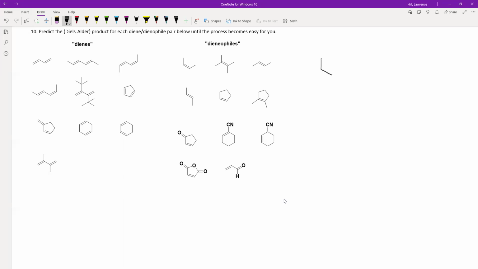So looking at the first one in each case, we have butadiene. I'm drawing it in the s-cis conformation. Here I have a dienophile, not a particularly great dienophile, but we're not asked to talk about the rate of the reaction.